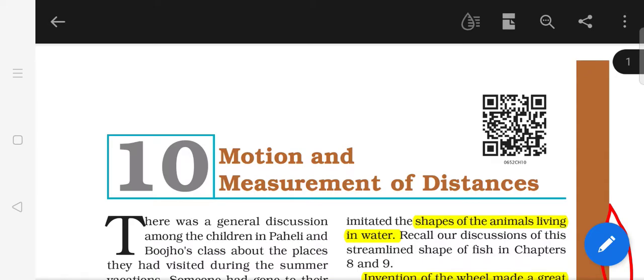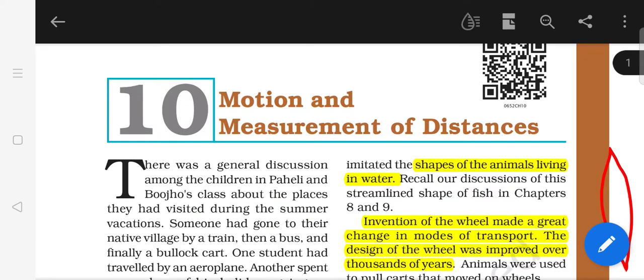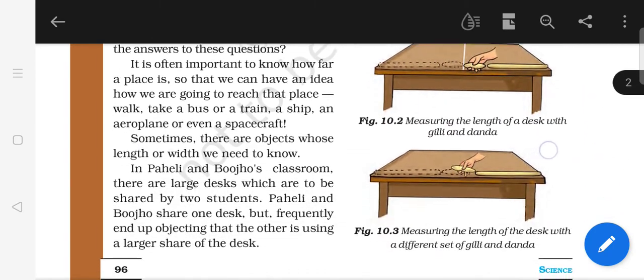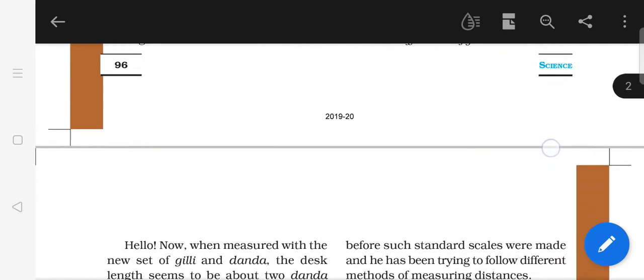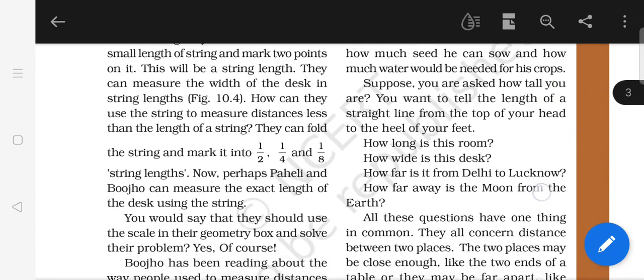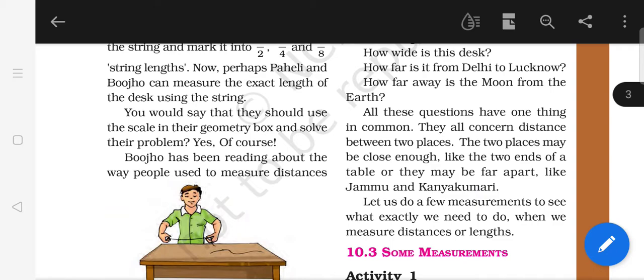Now, as you know, we are going on with chapter number 10, Motion and Distances. In the last topic, we learned how wide this desk is, meaning how to measure the length of the desk of your classroom, for which first Pujo and Paheli used gilli danda and later on they used a string. So children, the string helped them to get the accurate half measure of the desk.